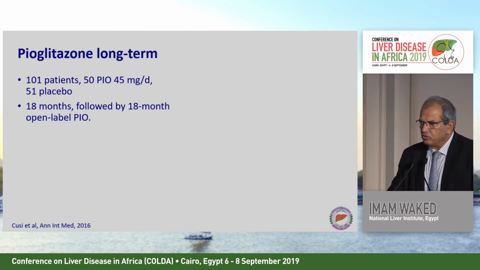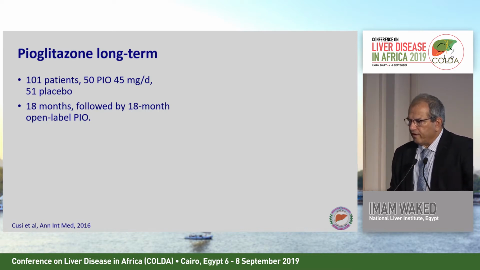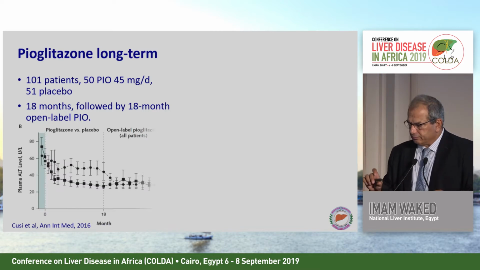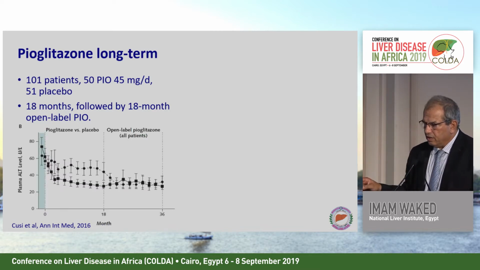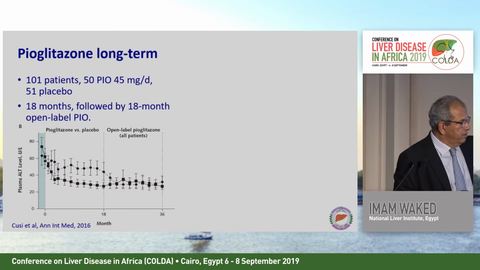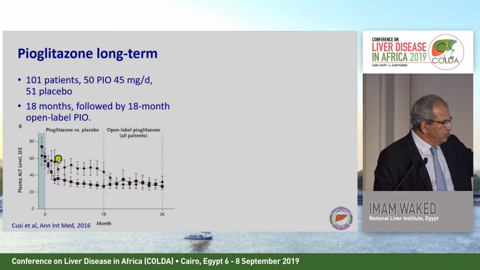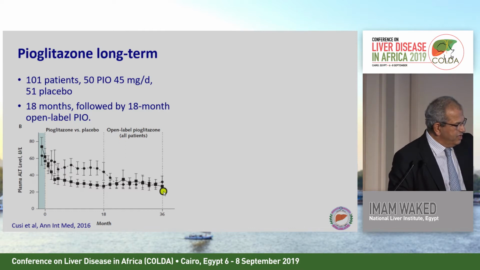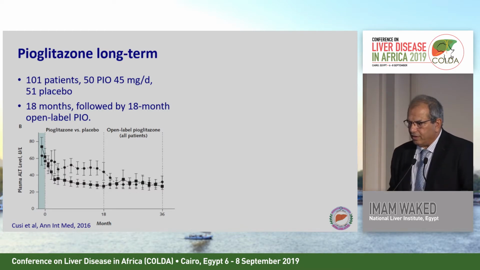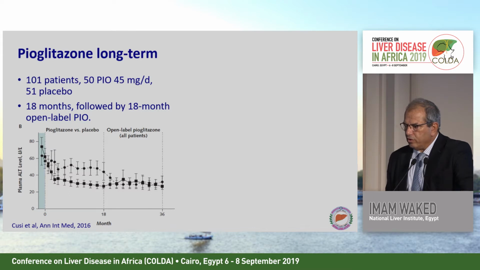And pioglitazone has been used long-term for 36 months in 100 patients, 45 patients with pioglitazone, 50 patients on placebo. It was a placebo-controlled study for 18 months, and then everybody went on to pioglitazone for another 18 months. And this shows the decrease in ALT. Initially, pioglitazone in the first 18 months was better than placebo, and then when all the patients were turned on to pioglitazone, they all had improved ALT. So it is effective long-term. You can give it long-term.